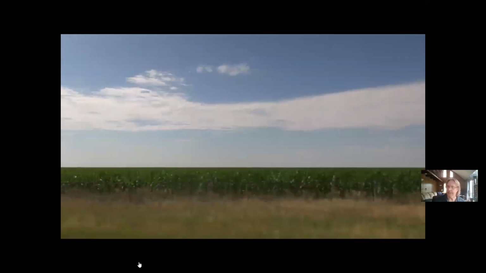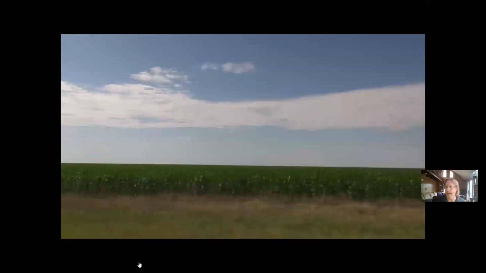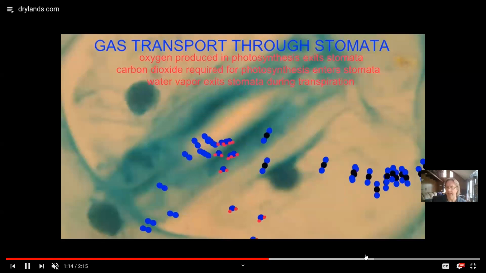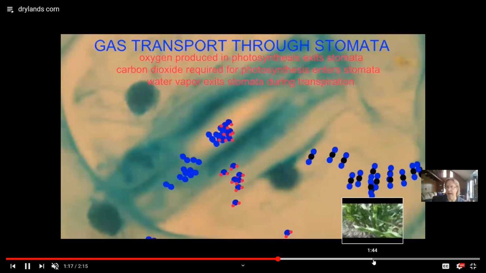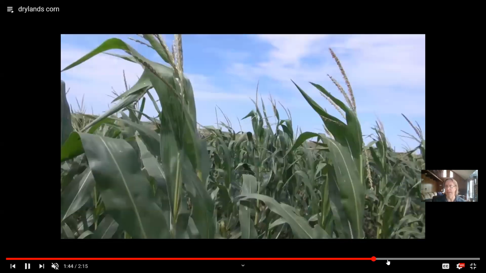And so here's just an example. A crop that otherwise would not be able to grow in this area can, because it is a genetically modified crop. And that's just an explanation of why drylands corn doesn't use as much water.